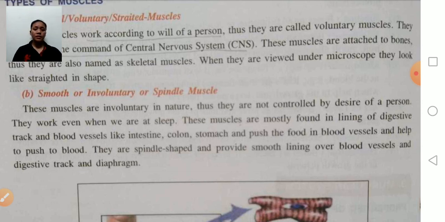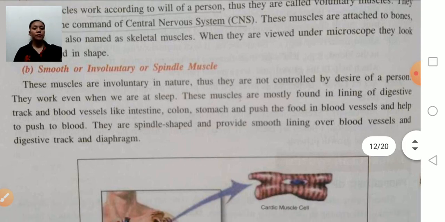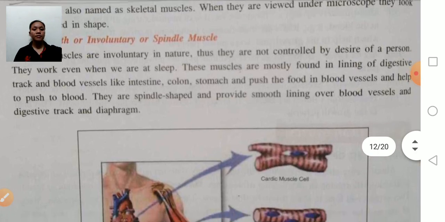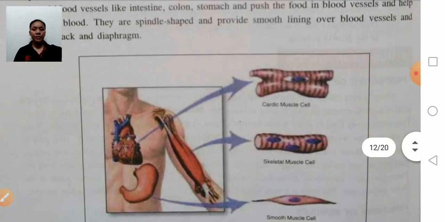These muscles are mostly found in the lining of the digestive tract and blood vessels, like the intestines, colon, and stomach, and they push the food along and help to push the blood in the blood vessels. Thus, they are spindle shaped and provide smooth lining over the blood vessels, digestive tract, and diaphragm.